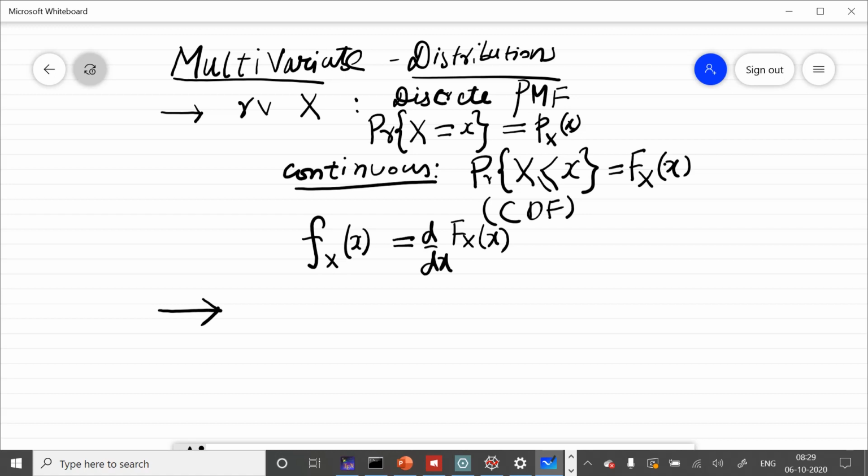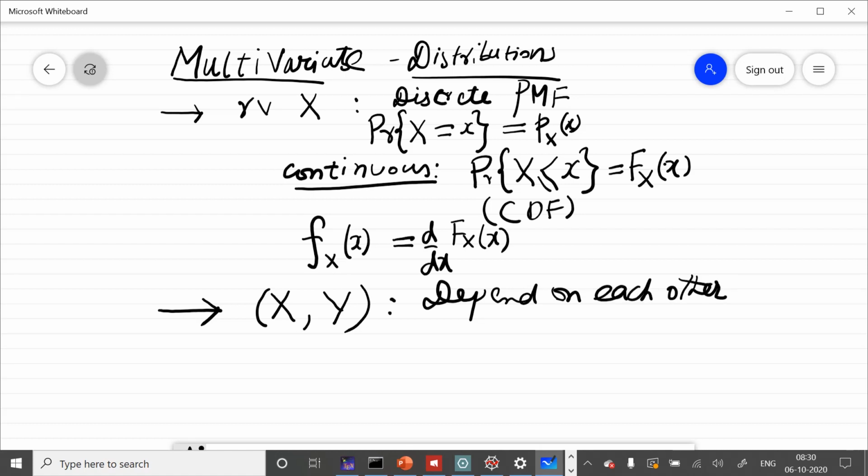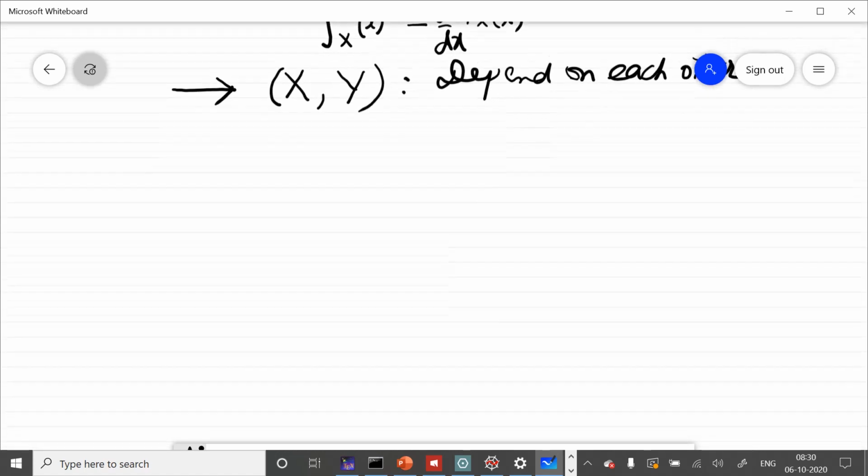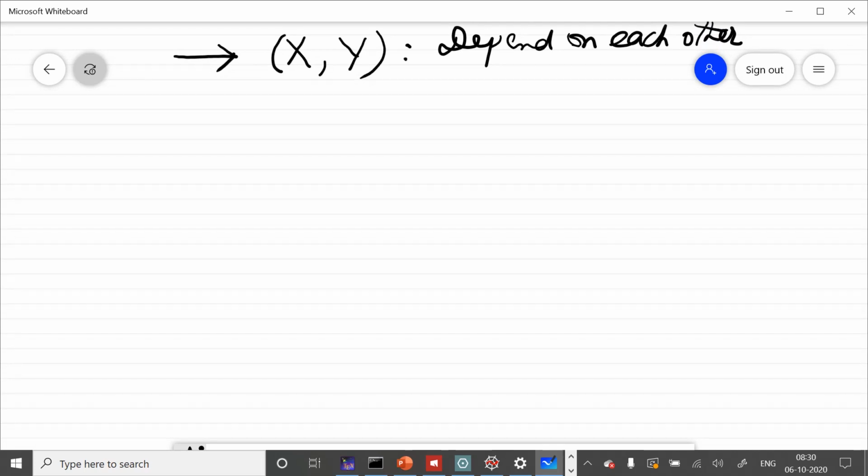Now in this lecture we will try to study what if, instead of one random variable, we have two random variables, suppose X and Y, and in general these two random variables may depend on each other. Dependency here means that if X takes some value, it has some effect on Y. So when X takes some particular value, Y cannot take value independently. Now, here is one example to show what it means.